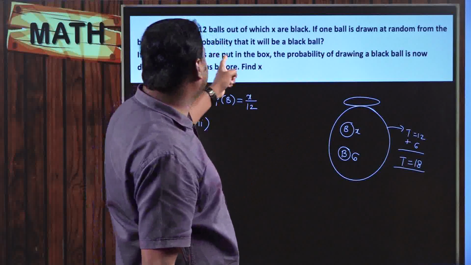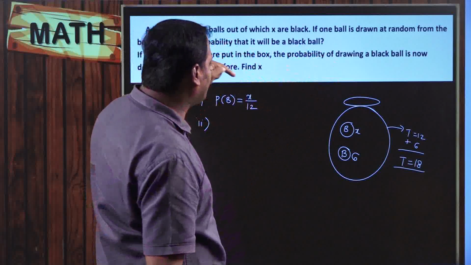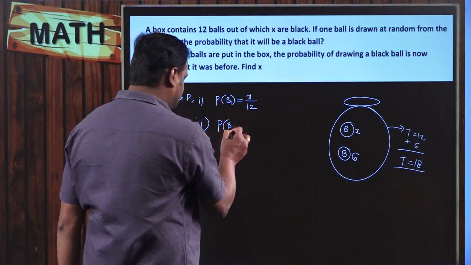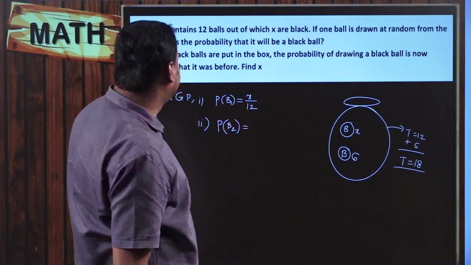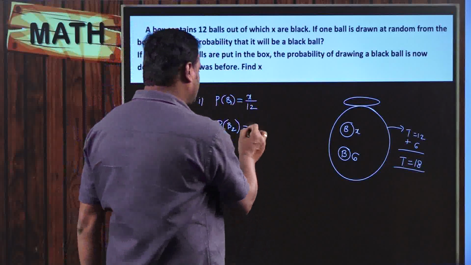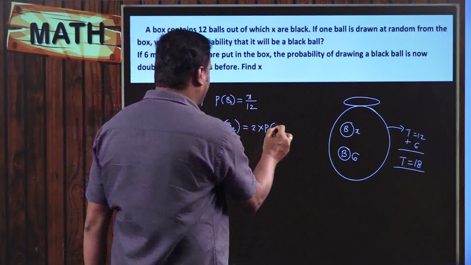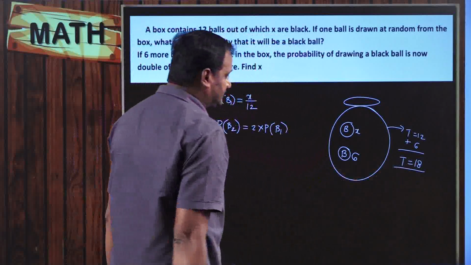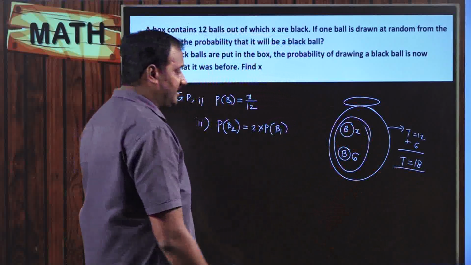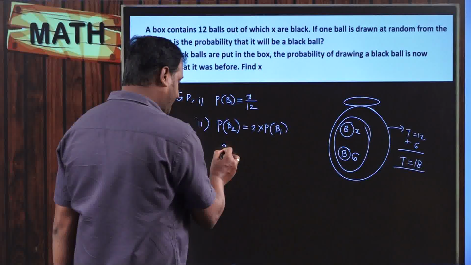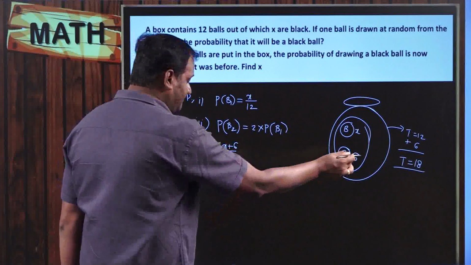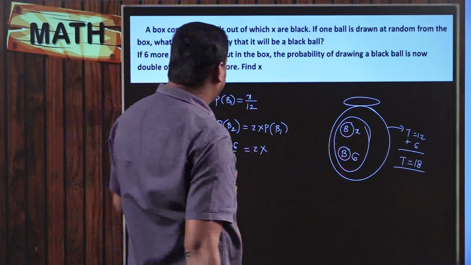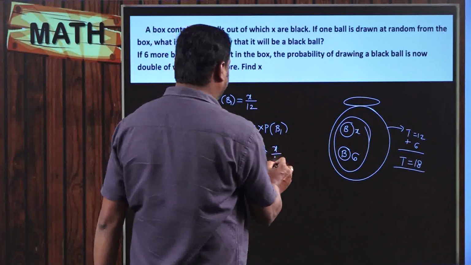If 6 more black balls are put in the box, the probability of drawing a black ball now, in this second case, is double of what it was before. So it is 2 times the probability of drawing a black ball in the first case. The total number of black balls is going to be X plus 6, so X plus 6 divided by 18 is equal to 2 times X divided by 12.